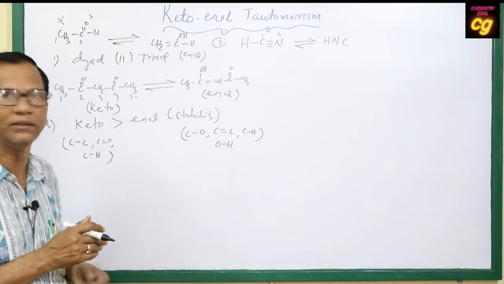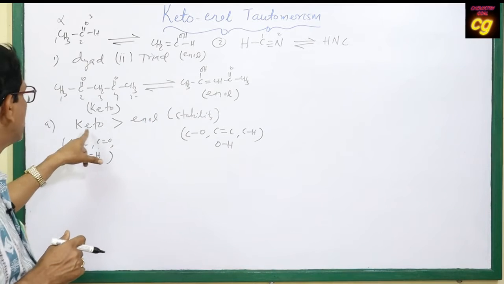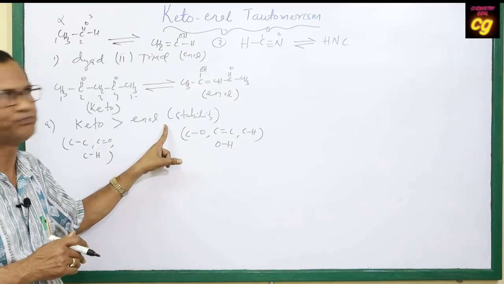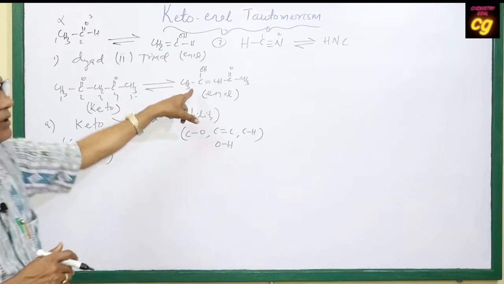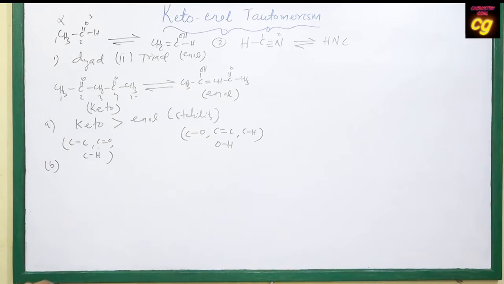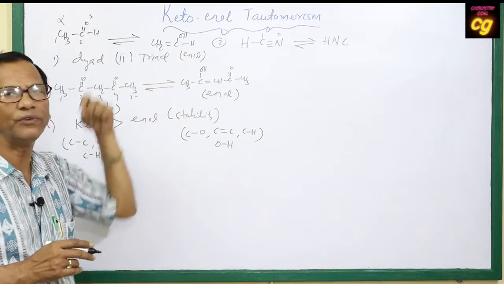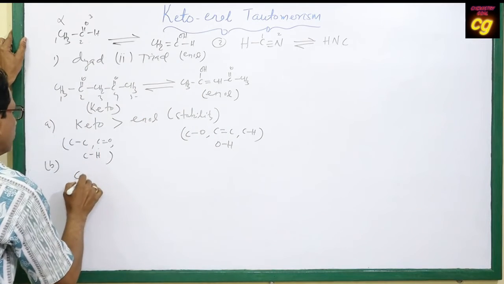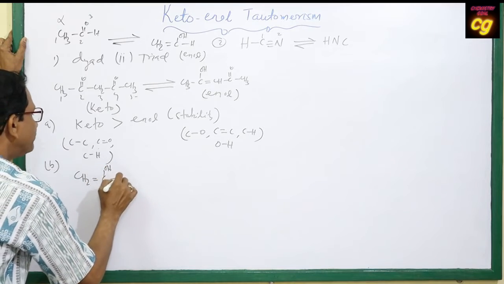The bond energy, the bond enthalpy of the keto form is more than that of the enol form. That's why the keto form is more stable than the enol form. Regarding the stability of enol, it depends upon the solvent used and upon the structure of enol. For example, this keto-enol form, CH2 double bond COH and H.